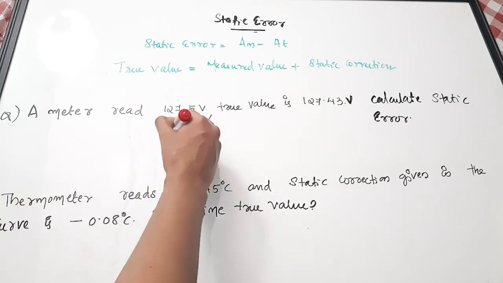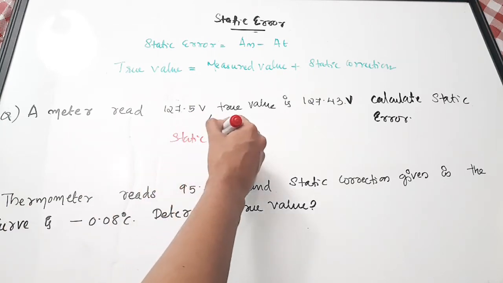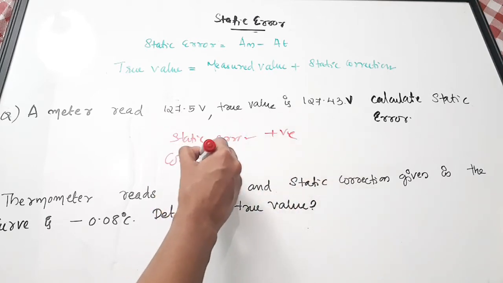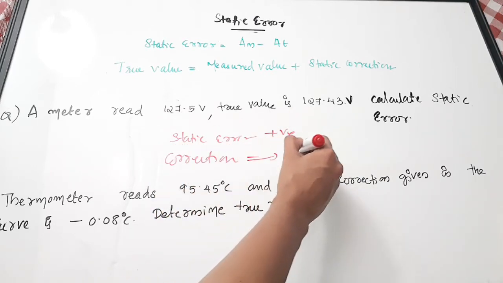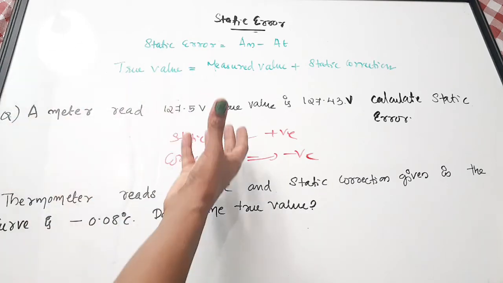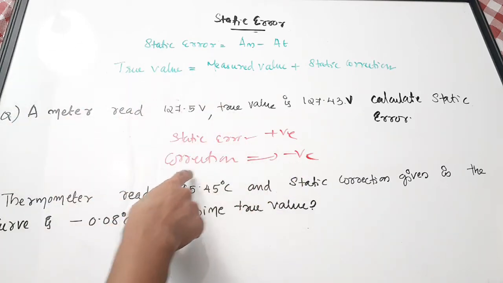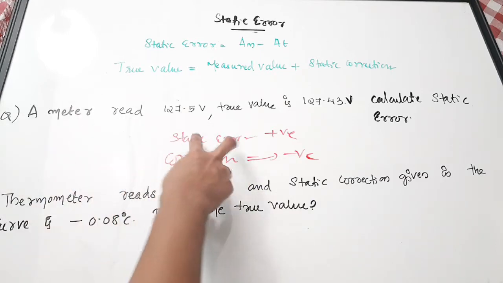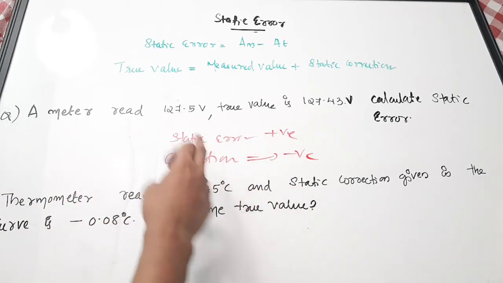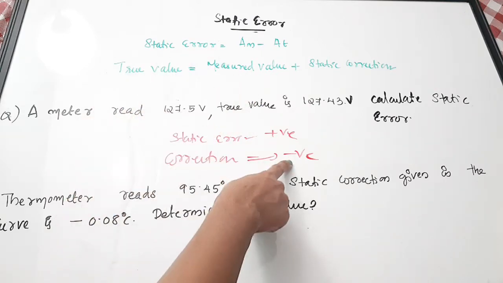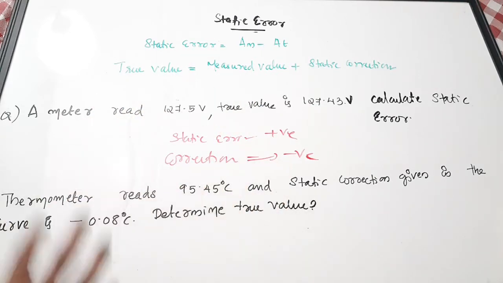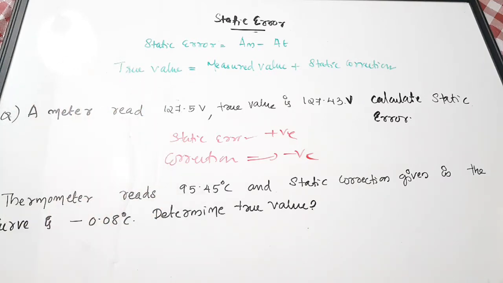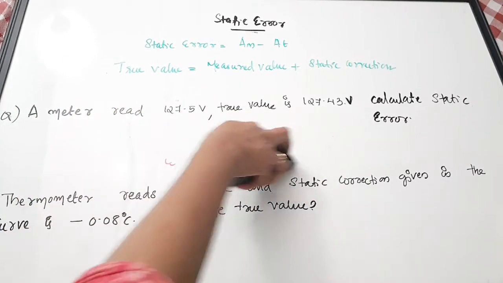So if your static error is positive, your correction will be negative. Whatever the error is, that much you are going to correct, so it will be opposite in sign. If the static error is positive, then that much in magnitude with the opposite sign will be your correction. We'll get a clear idea with the help of two examples. So we are going to do two examples on finding static error.